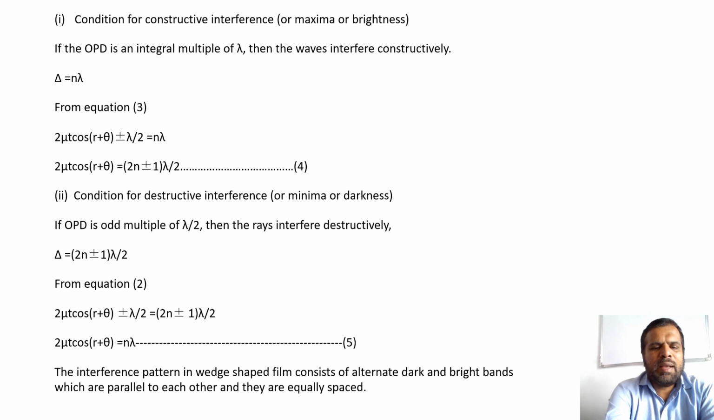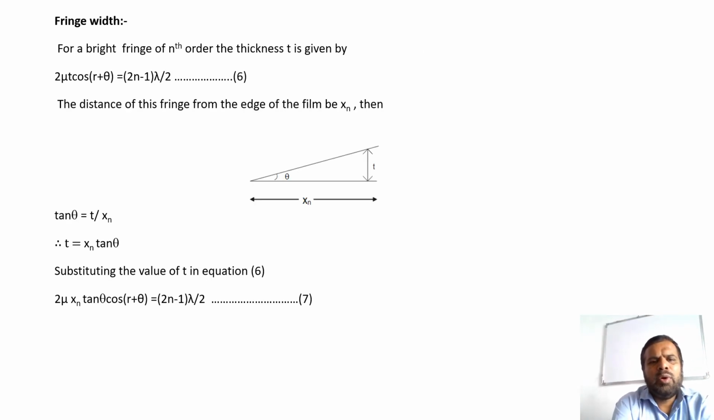The interference pattern in a wedge-shaped film consists of alternate dark and bright bands, which are parallel to each other and equally spaced. Now we will find the fringe width. For a bright fringe of nth order, the thickness t is given by 2 mu t cos of (r plus theta) is equal to (2n minus 1) into lambda divided by 2. Call this equation number 6.